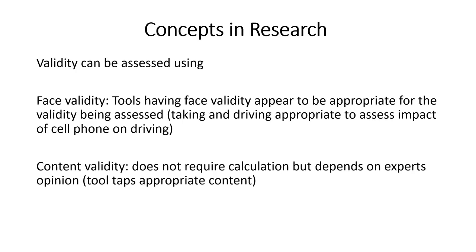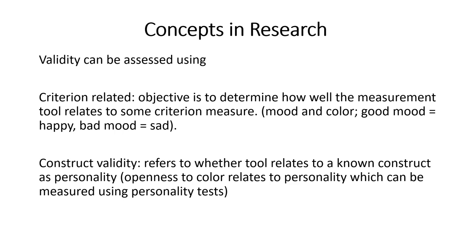So, by definition, how do extroverts and introverts differ? This can only be expressed or understood by a subject matter expert, and if he takes your tool and compares it with what should be the features of an extrovert and an introvert, and if they match, then your tool is supposed to have content validity. A third kind of validity is called criteria related validity, and what does it mean? The objective is to determine how well the measurement tool relates to some criterion measure. So, let us say that there is some criterion that I have set, and if my tool measures that criterion well, then I will say that my tool has criterion validity.